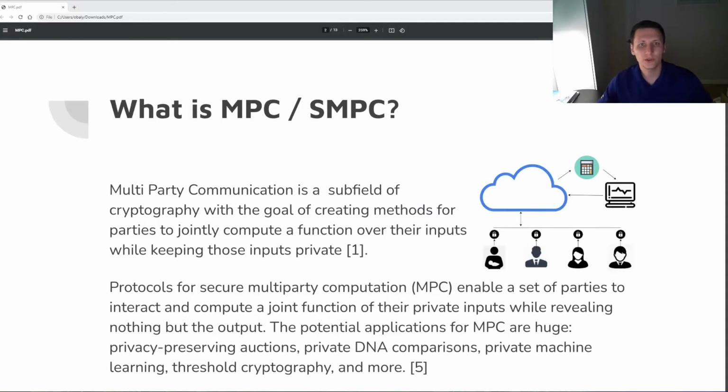So let's understand what MPC really is. Multiparty communication is a subfield of cryptography with the goal of creating a method for independent parties to jointly compute a certain function over their input while not sharing the raw data with one another, nor using a trusted third party to perform some sort of analysis and return the output.